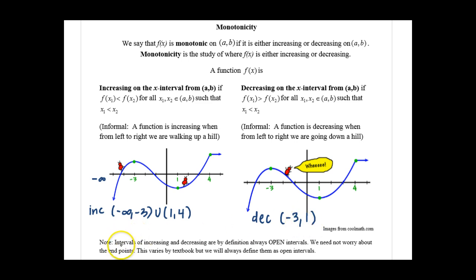So this little note on the bottom says, intervals of increasing and decreasing are by definition always open intervals. So we don't need to think about the endpoints. By definition, when we talk about monotonicity, we're talking about open intervals of increasing and decreasing. So we don't have to ever worry about the endpoints. Now, it varies by textbook, but we will, and the AP test defines them to always be open intervals, so there's no need to think about those endpoints.